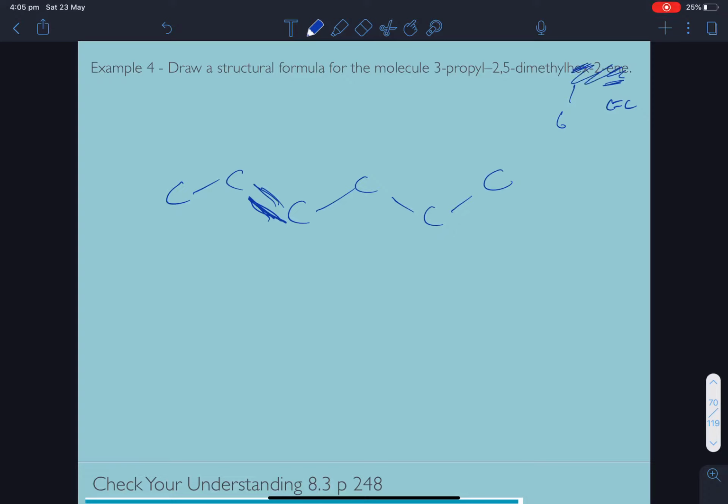We then have, I'm just crossing out as I go along, a 2 and a 5 dimethyl. So a 2 methyl and a 5 methyl down here. Okay, and we've also got a 3 propyl, so that's a 3-carbon branch on the 3. 1, 2, 3. Okay. I was just checking there if the longest chain changes, but that's okay, we're all good, we'll keep it like that. I've taken an awful lot of space up, haven't I?